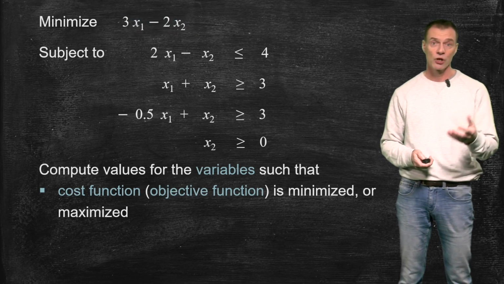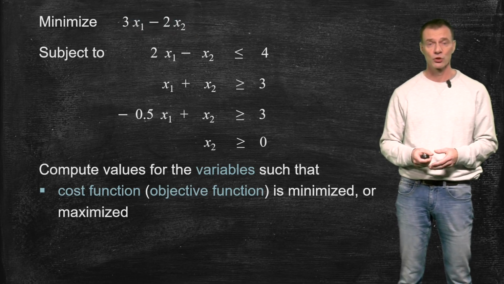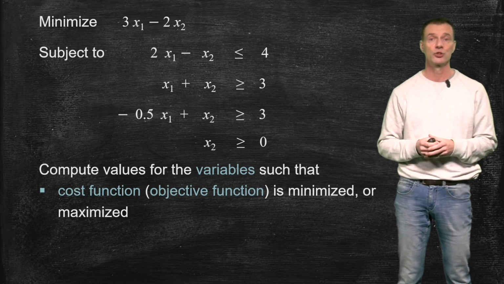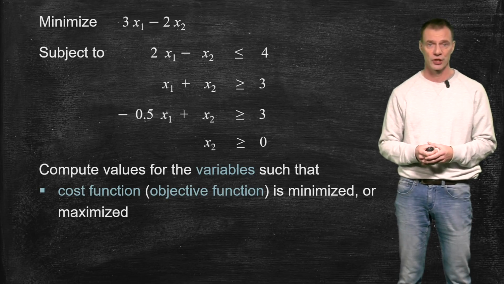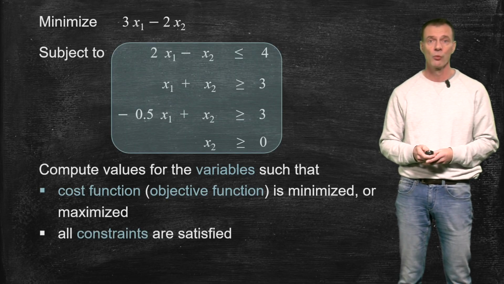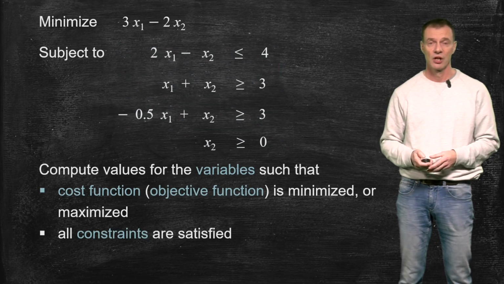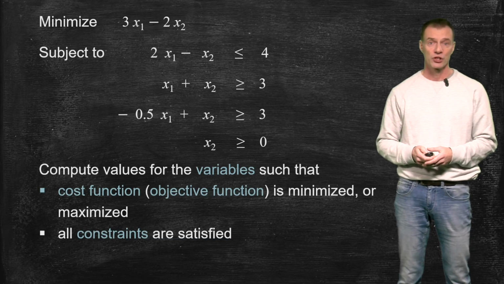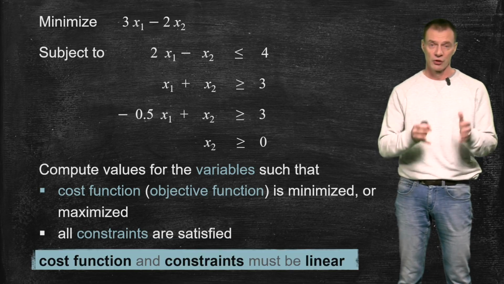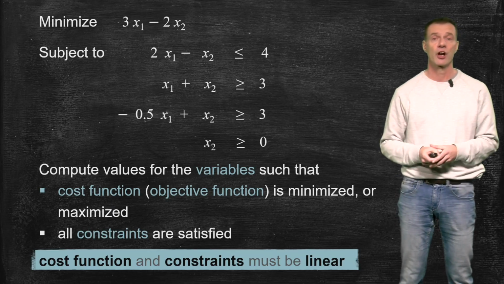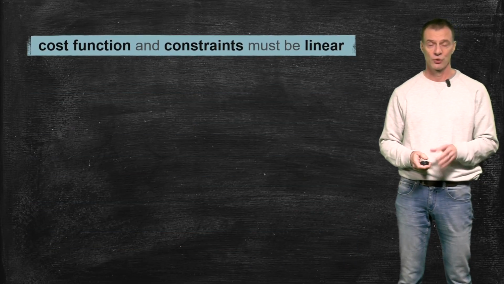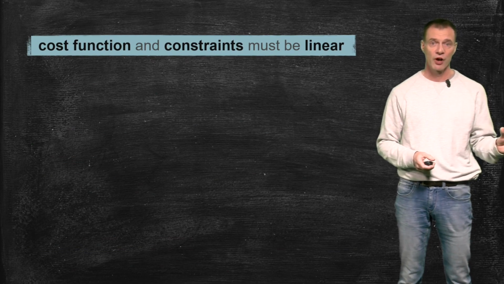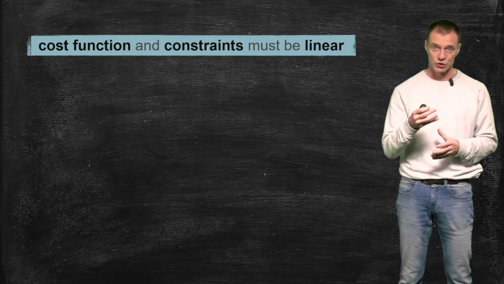Besides that we want to optimize this function, we actually also have to make sure that what we choose for the variables, so the values that we take, satisfy certain constraints. As you can see here in this example, we have 4 constraints. For a linear program, what is crucial in this formulation is that both the constraints and the function that we want to optimize are linear. No quadratic functions or anything like that. So in a linear program, the objective function and the constraints are linear.